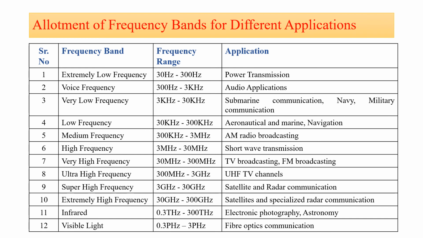Then the next frequency band is for the infrared, which is in between 0.3 terahertz to 300 terahertz, and it is used for the electronic photography or the astronomy. And the last frequency band, which is for the visible light, which has the frequency range in between 0.3 picohertz to 3 picohertz, and which is used for the fiber optic communication. So this is all about the allotment of frequency band for the different applications.